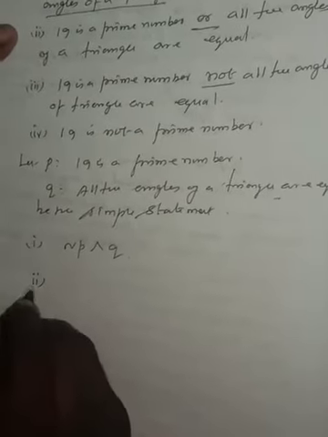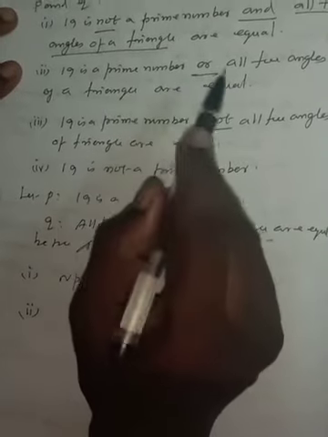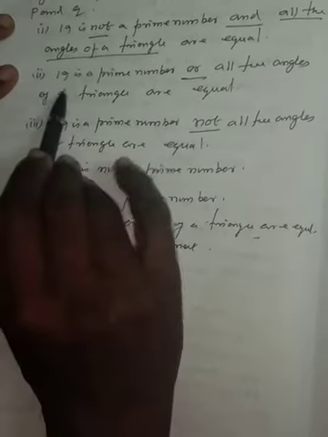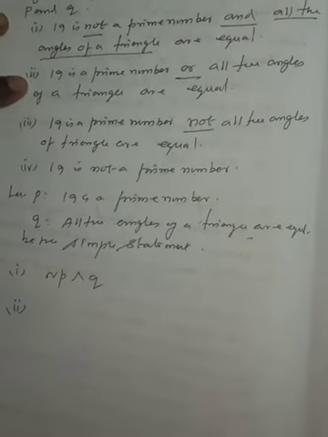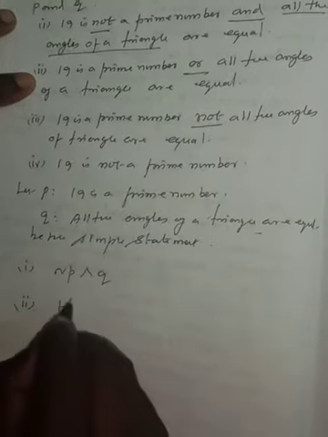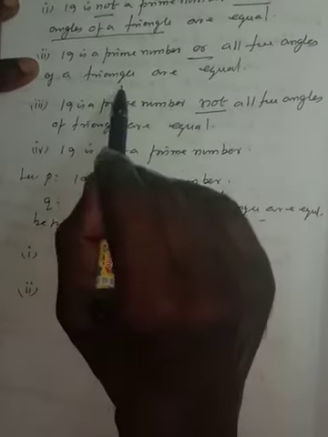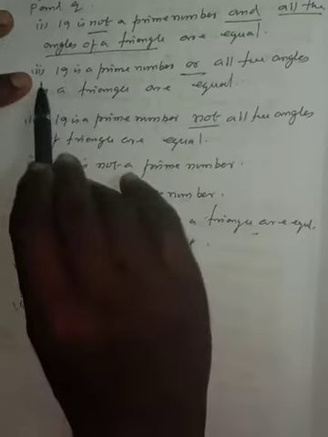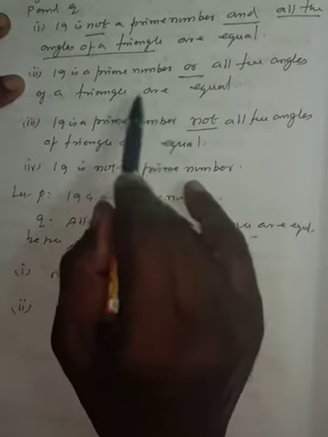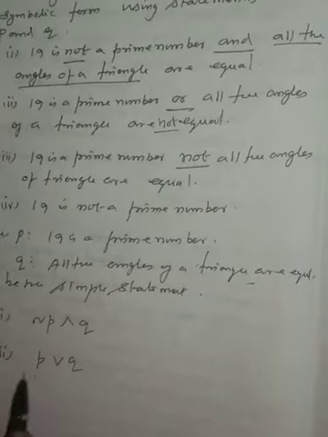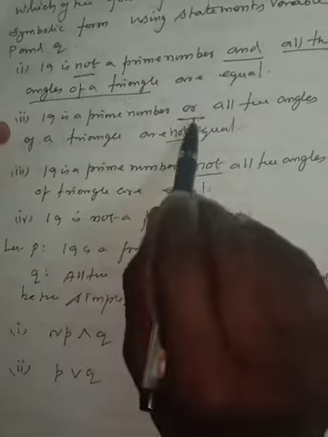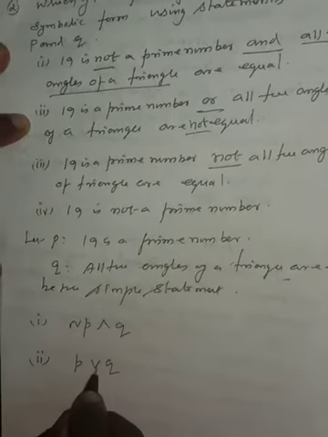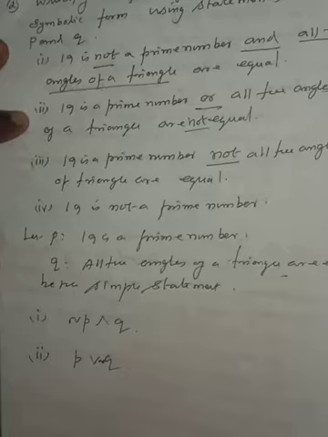Number 2, 19 is a prime number or all the angles of a triangle are equal. 19 is a prime number, the statement is P. The symbol is or. Next, all the angles of a triangle are equal is Q. Not equal means negation of Q.